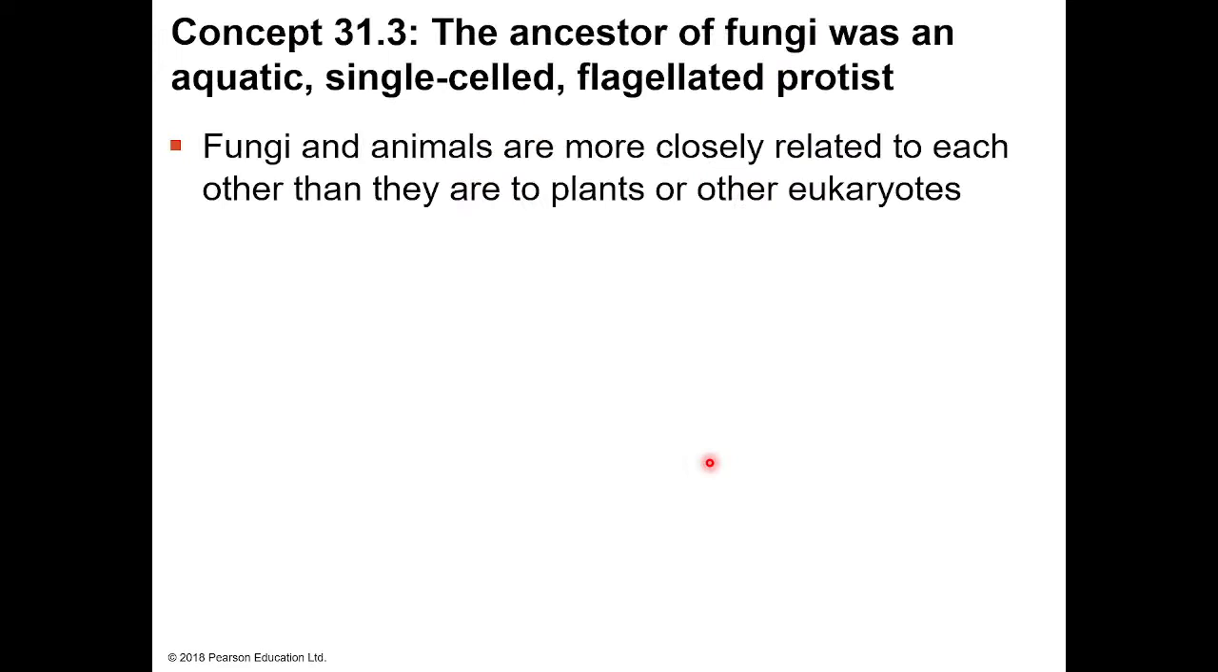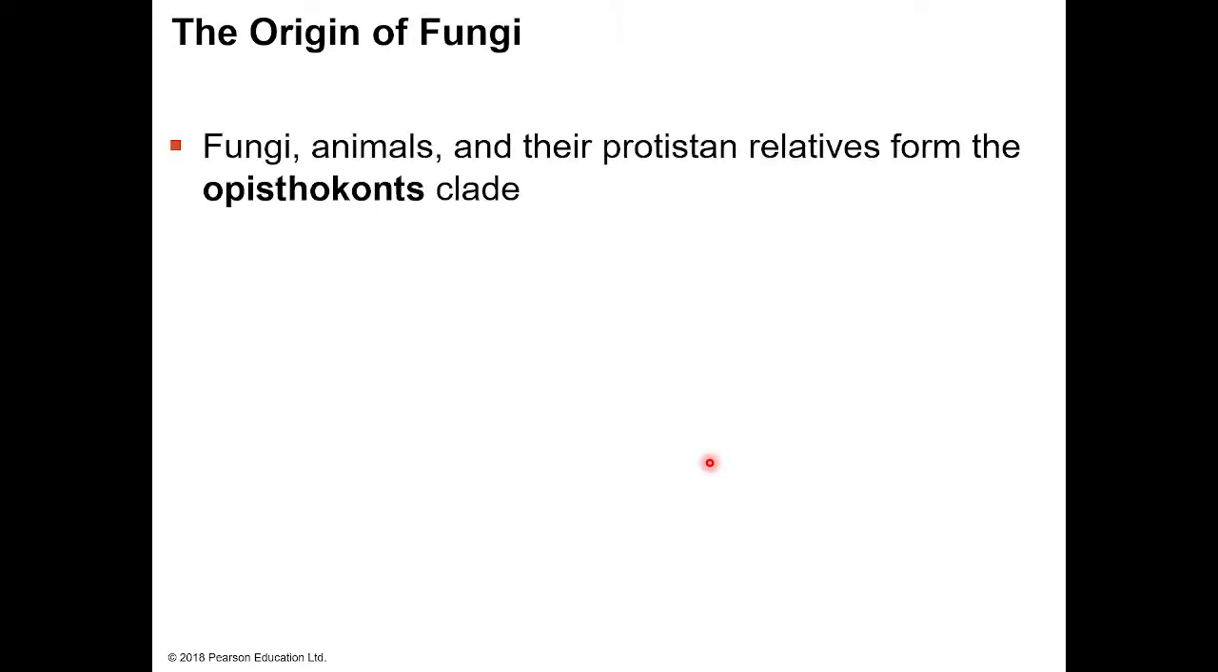The ancestor of fungi was an aquatic single-cell flagellated protist. So fungi evolved from protists as well. Fungi and animals are more closely related to each other than they are to plants or other eukaryotes. If you look at the origin of fungi, fungi, animals, and their protistan relatives form the opisthokonts.